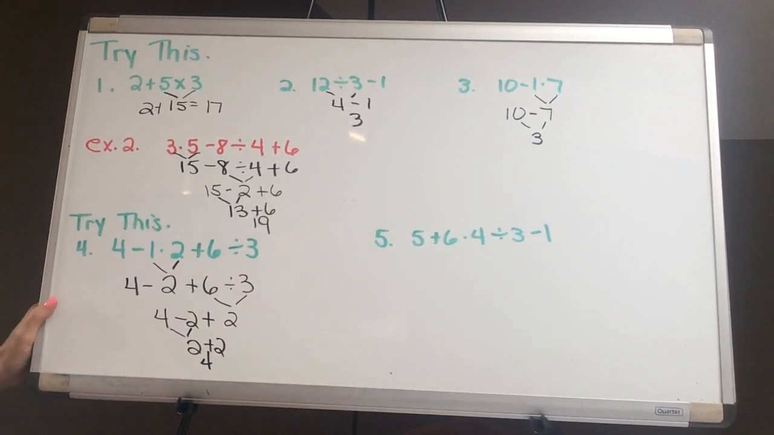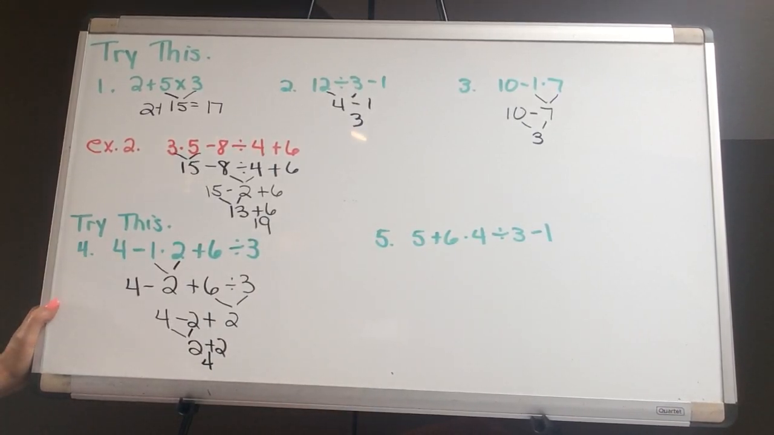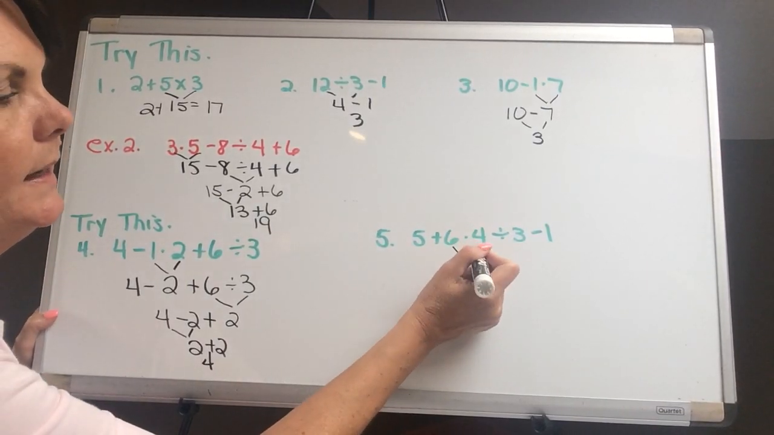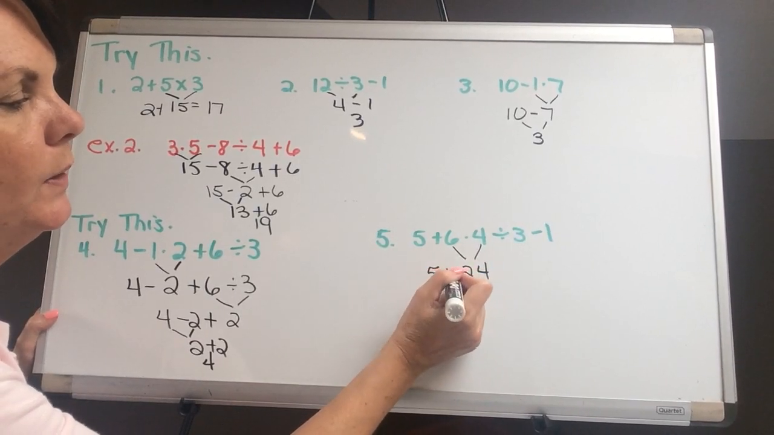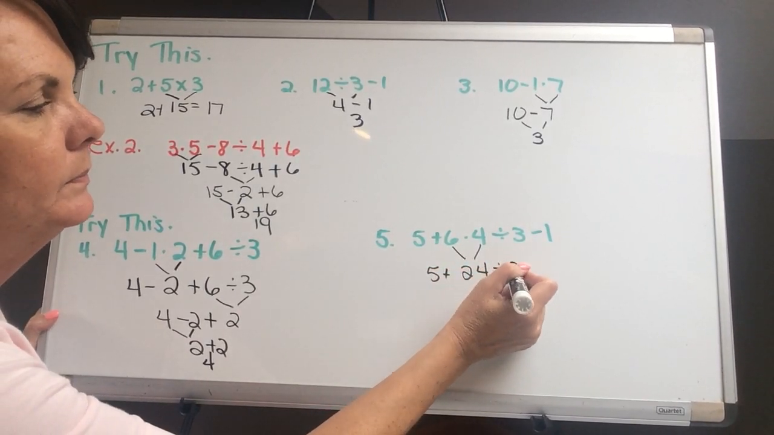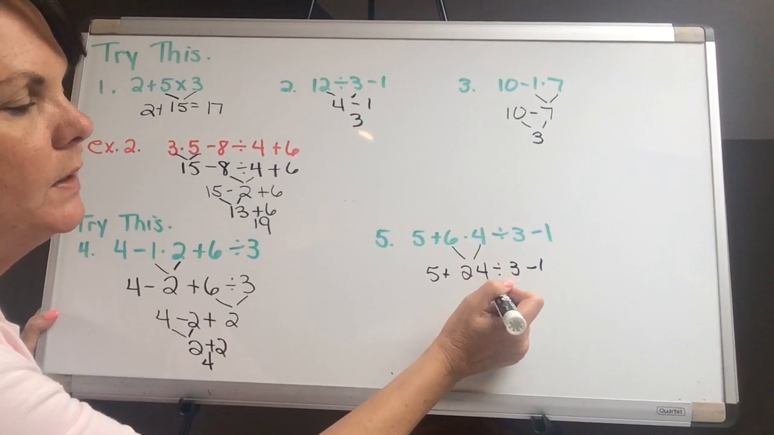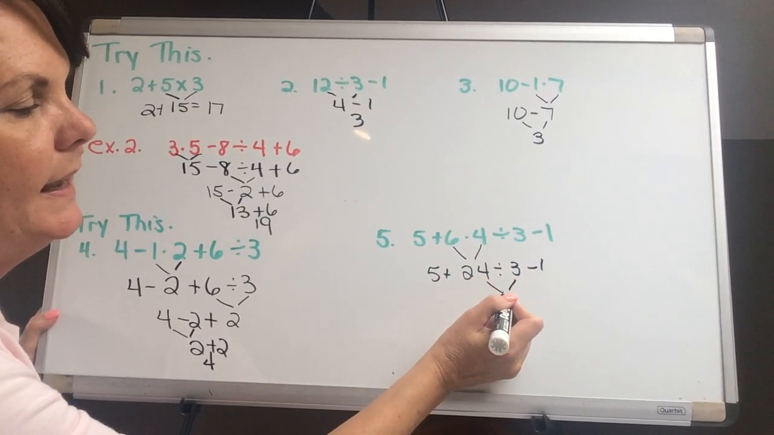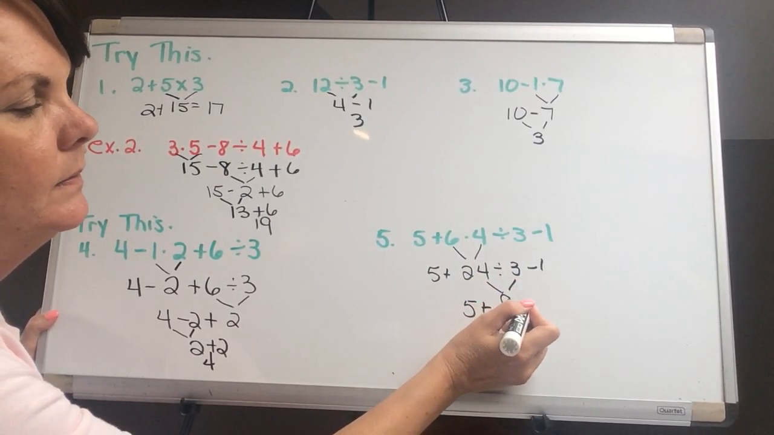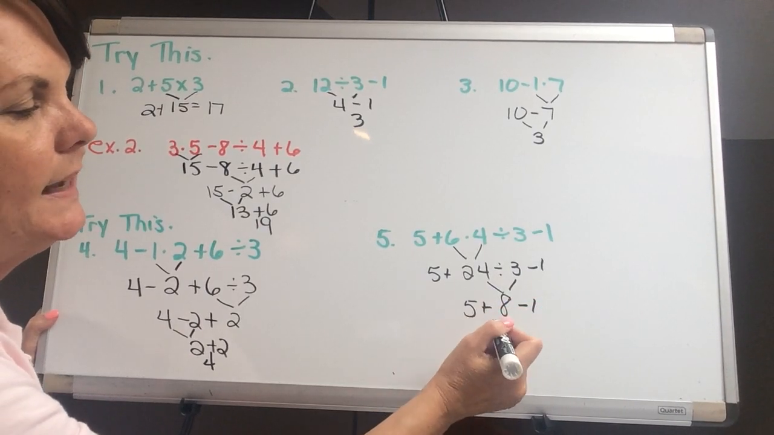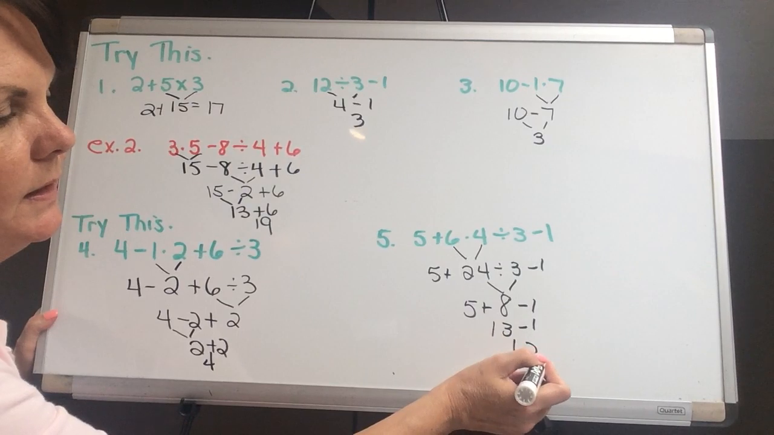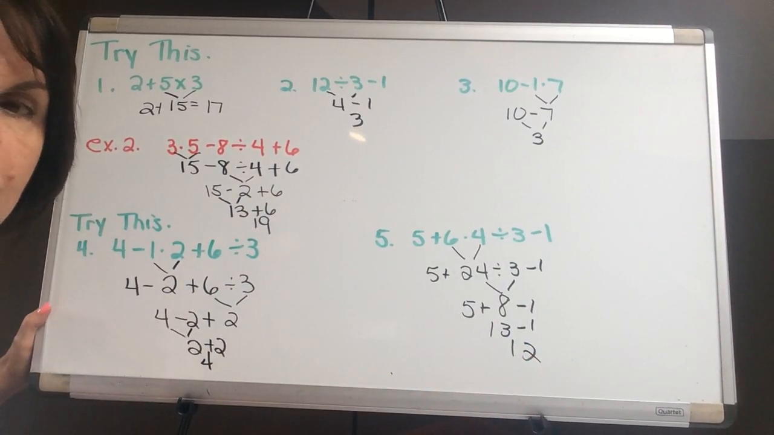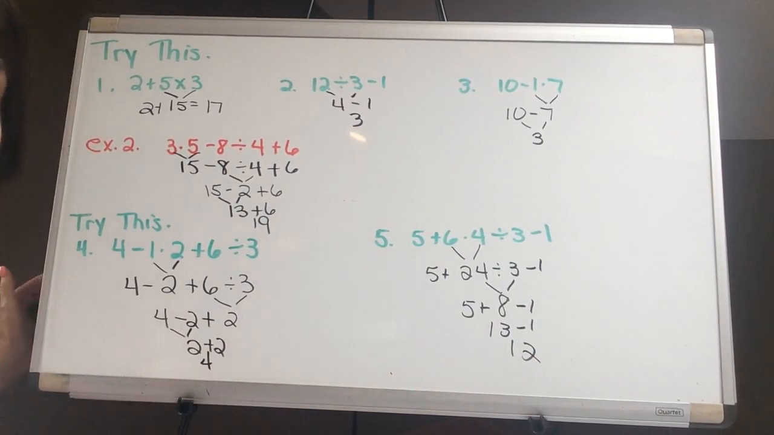Look over here. 5 plus 6 times 4 divided by 3 minus 1. 6 times 4 is 24. Bring down the rest. 24 divided by 3 is 8. 5 plus 8 is 13. And 13 minus 1 is 12. As long as you do one step at a time, it's easy.